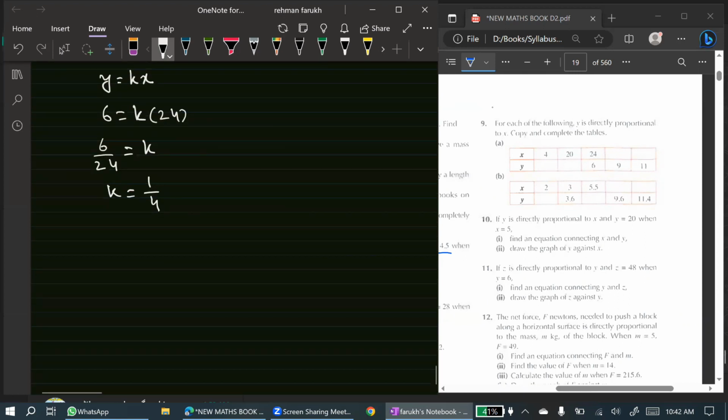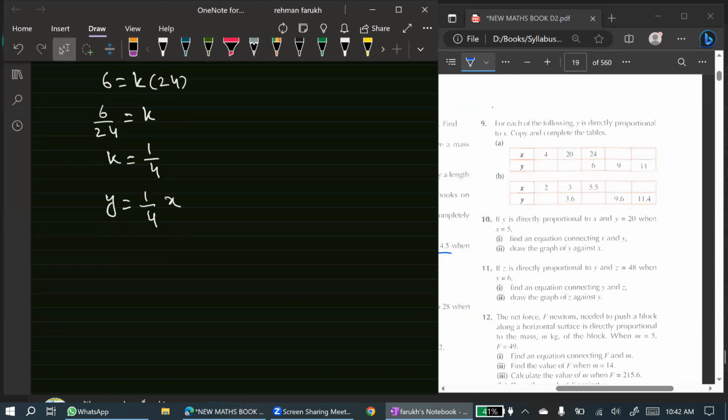k is equal to 1 over 4. Now the most important step is to write the connecting relationship after putting the value of k. y is equal to 1 by 4 x. Now we want to find out all these values. So then we will just do it the same, like x is equal to 4 when y has no value, 1 by 4 multiplied by 4, is 1.